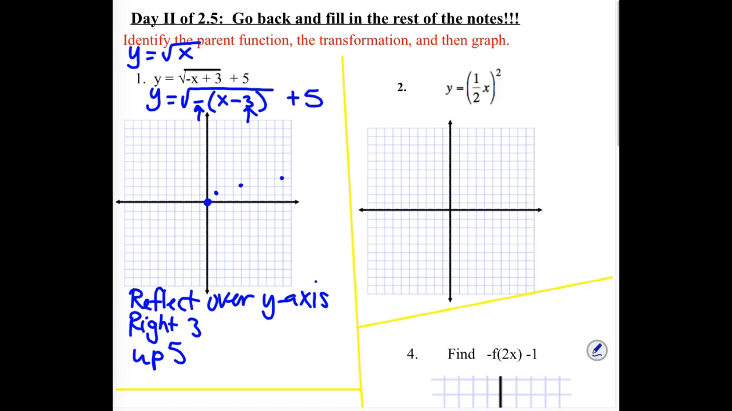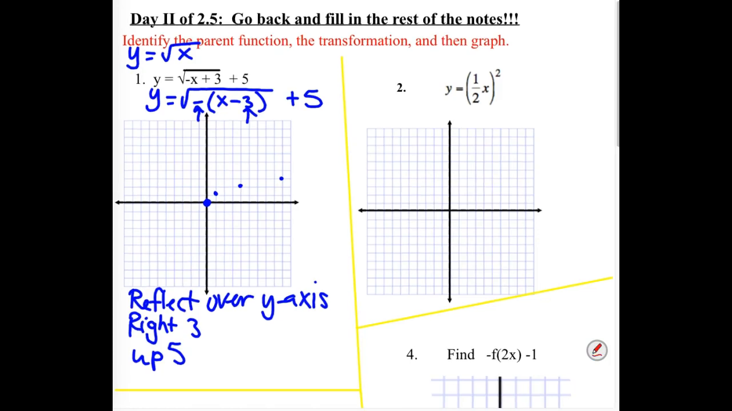Before you even start though, I'd like you to have a visual of what you should be getting. Okay? So, very quickly, you don't have to draw this in, I just want you to watch up here for a sec. If I reflect this over the y-axis, I should have an arch going that direction. Yes? And then we're going to shift it right 3 and up 5. So I should end up with something over in this area. Would you agree? Okay.